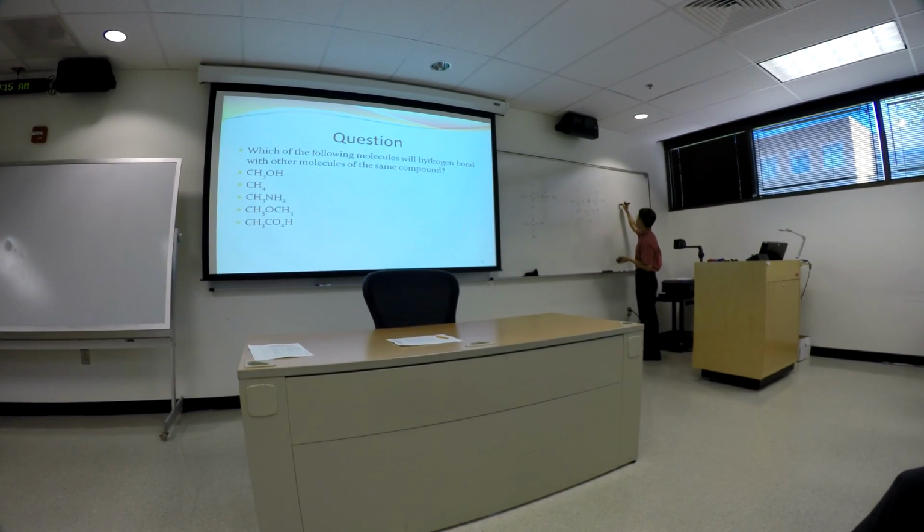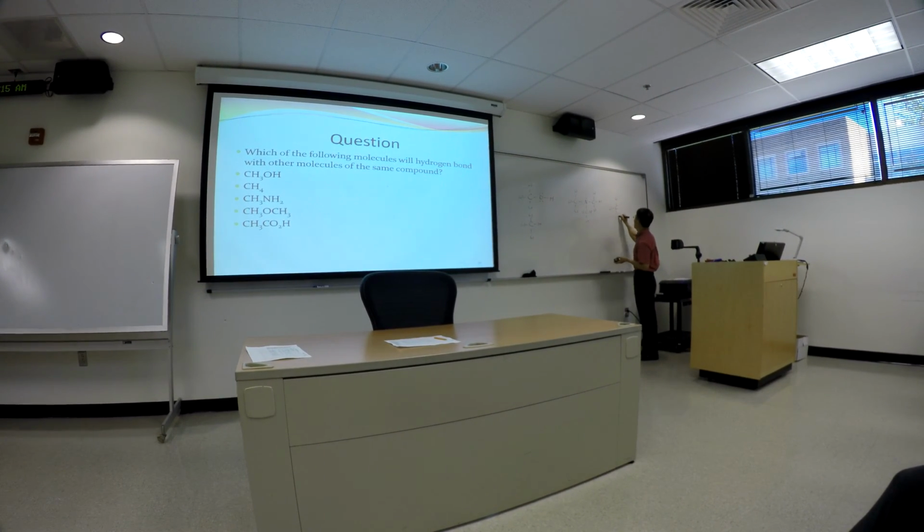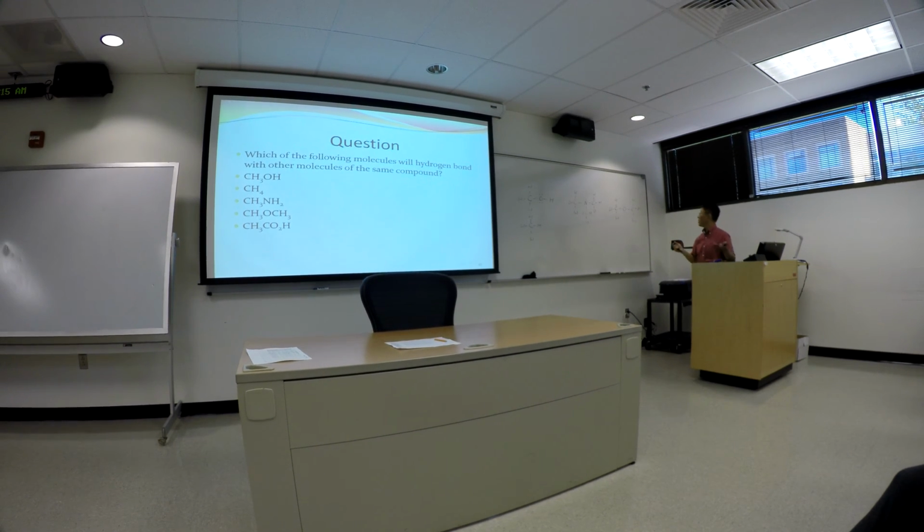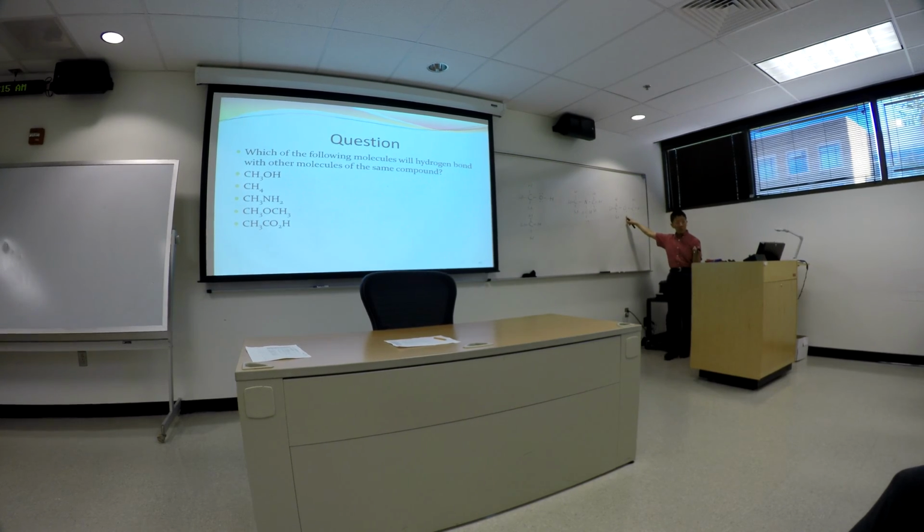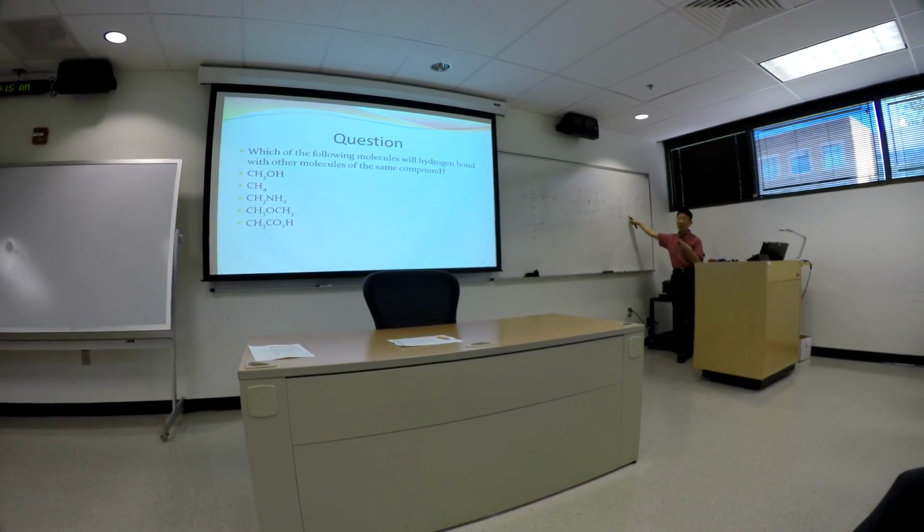Okay. We have CH. Hydrogen bonding. You have oxygen. You got 6 hydrogens in there, but none of the 6 hydrogens is directly attached to the oxygen. No hydrogen bonding. Acetic acid, the last one.